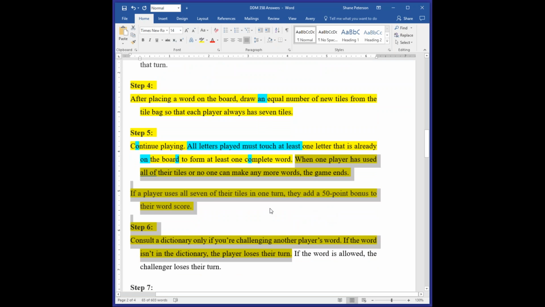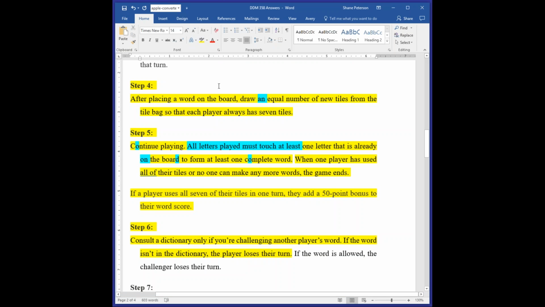When one player has used all of their tiles or no one can make any more words, the game ends. If a player uses all 7 of their tiles in one turn, they add a 50-point bonus to their word score. Step 6. Consult a dictionary only if you're challenging another player's word. If the word isn't in the dictionary, the player loses their turn.